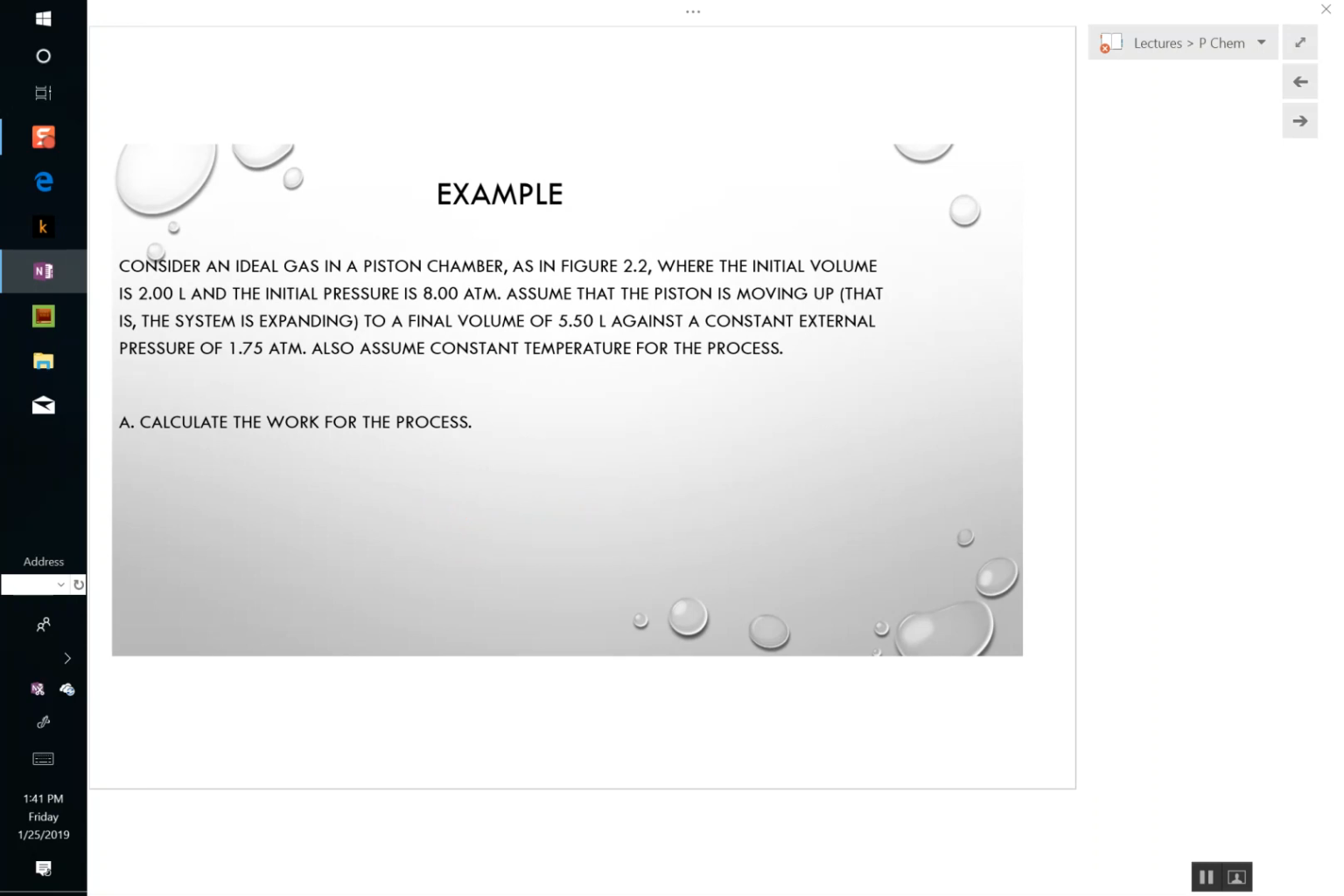All right, consider an ideal gas in a piston chamber. I don't have the figure here. The initial volume is 2 liters, and the initial pressure is 8 atmospheres. Assume that the piston is moving up, that the system is expanding to a final volume of 5.50 liters against a constant external pressure of 1.75 atmospheres. Assume constant temperature for the process. Figure 2.3.